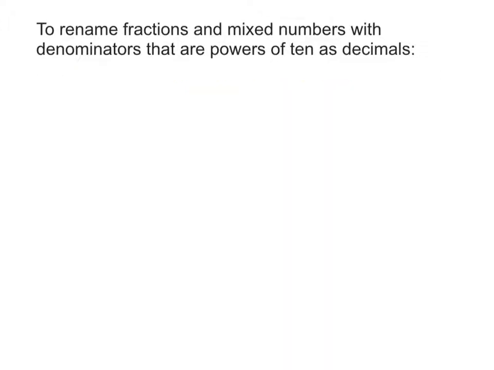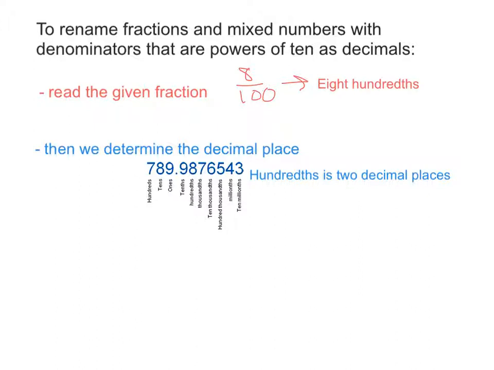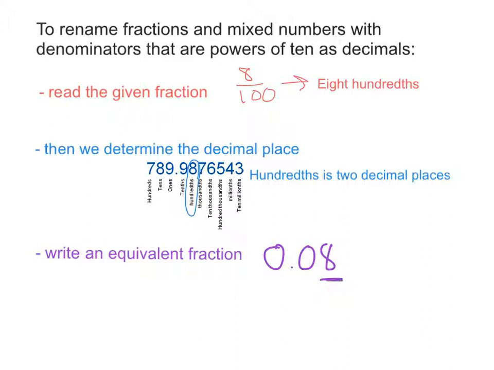To rename fractions and mixed numbers with denominators that are powers of 10 as decimals, we have to first read the given fraction. So 8/100 is 8 hundredths. See the connection? We have 100 and hundredths. Get it? Then we determine the decimal place. Hundredths is 2 decimal places, or 2 spots after the decimal. Lastly, we write an equivalent decimal. So 2 decimal places means we write it as 0.08, second spot after the decimal. And that's all there is to it.